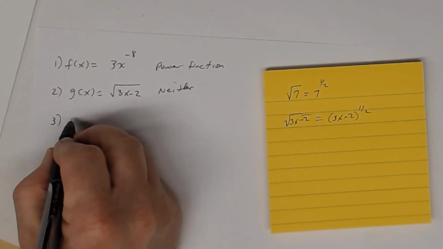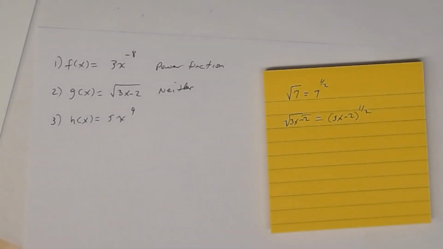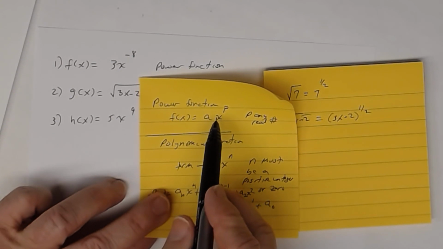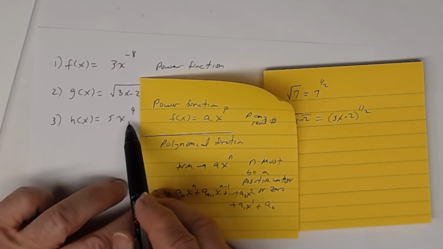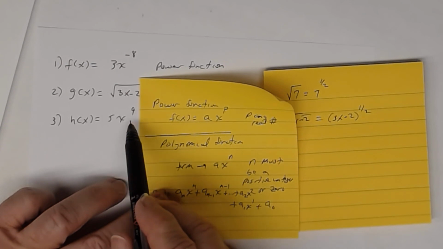Now, number 3, I have h of x equals 5x to the 9th. That one's easy, right? You know right away it satisfies this condition for a power function. You have your real number for a, your base is just x, and your exponent is a real number. So that's a power function.